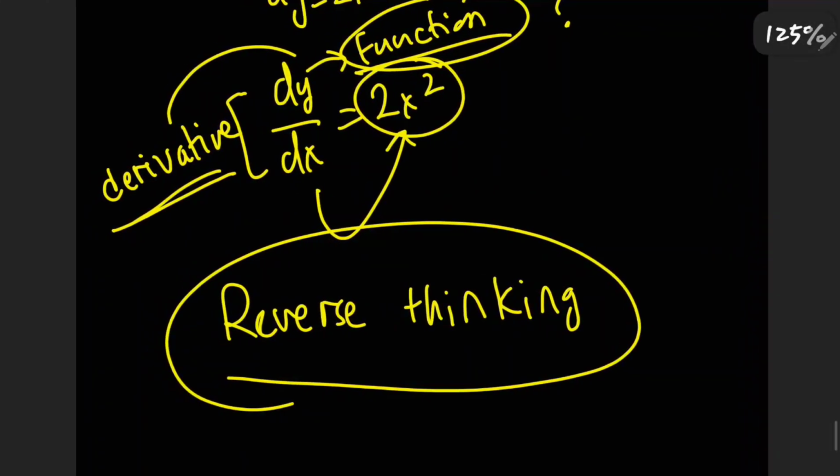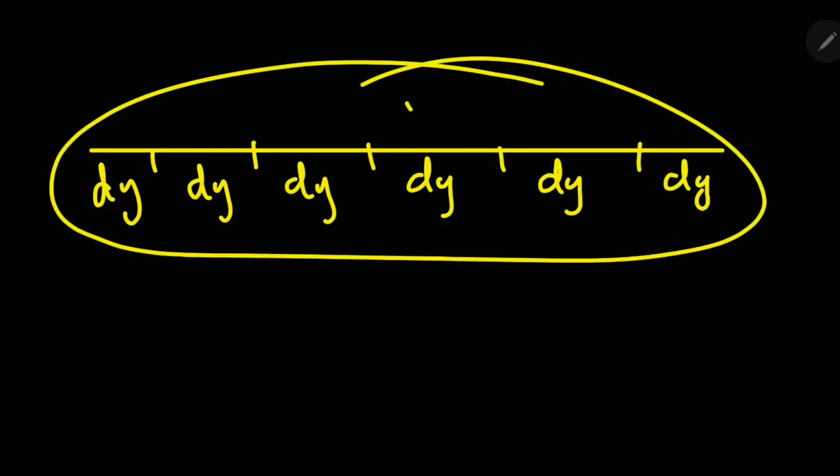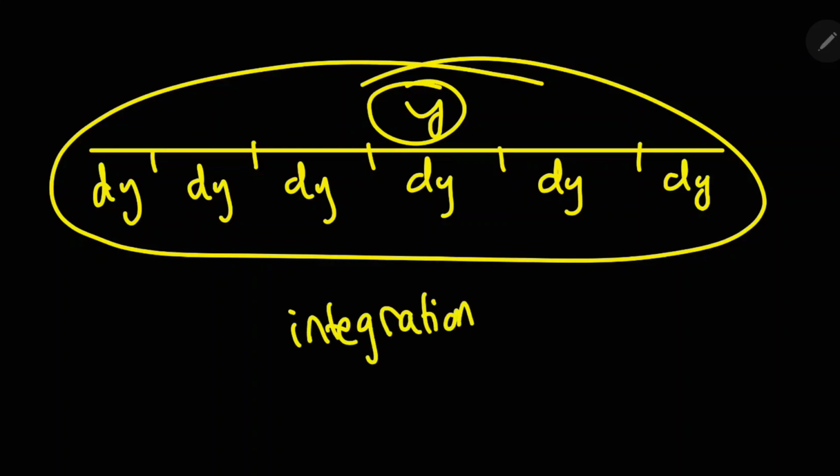So how do we do that? You have something, you break it into small pieces, right? Let's say those small pieces are like this. These are the small changes, right? If you put them together, you get the complete y, right? So we call this integration. So in order to find that function, we do integration. So we give the symbol to integration.